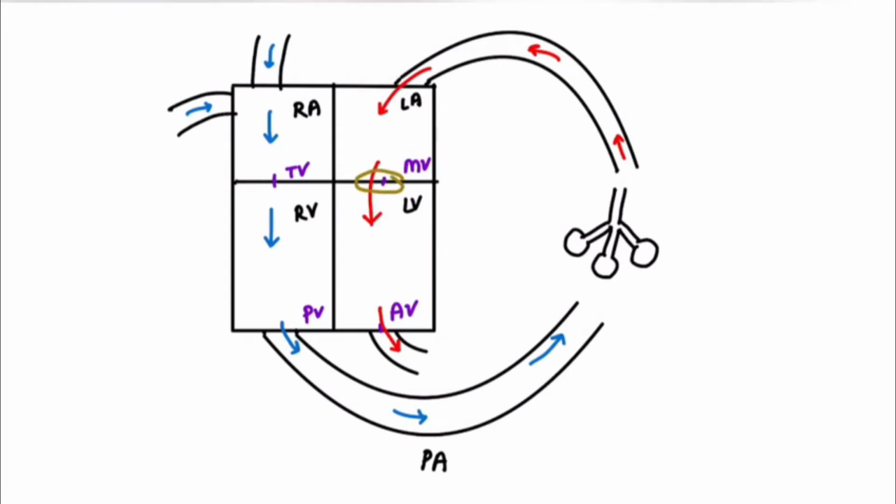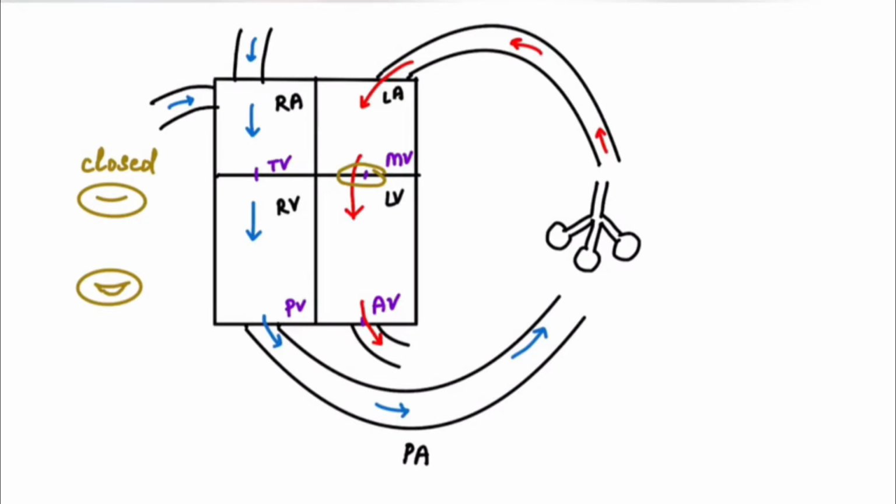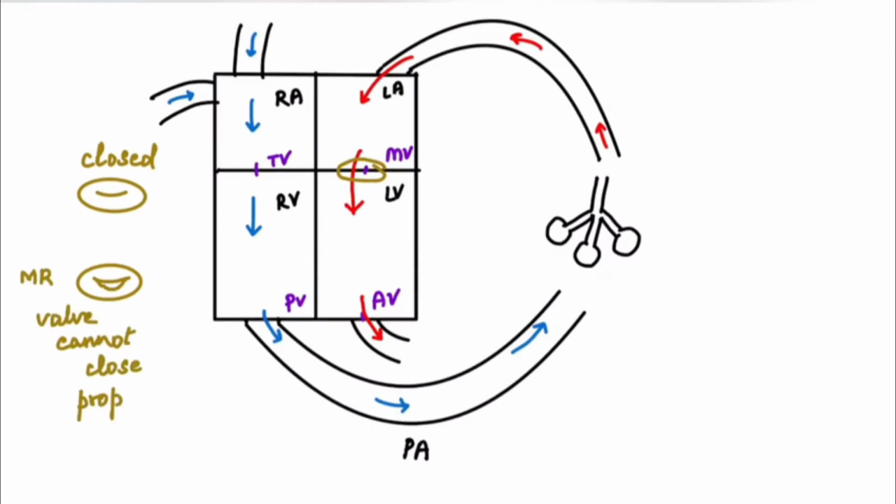Now we look at a mitral valve. This is a normal mitral valve that is closed. This is a closed mitral valve in mitral regurgitation. So the valve cannot close properly in mitral regurgitation.